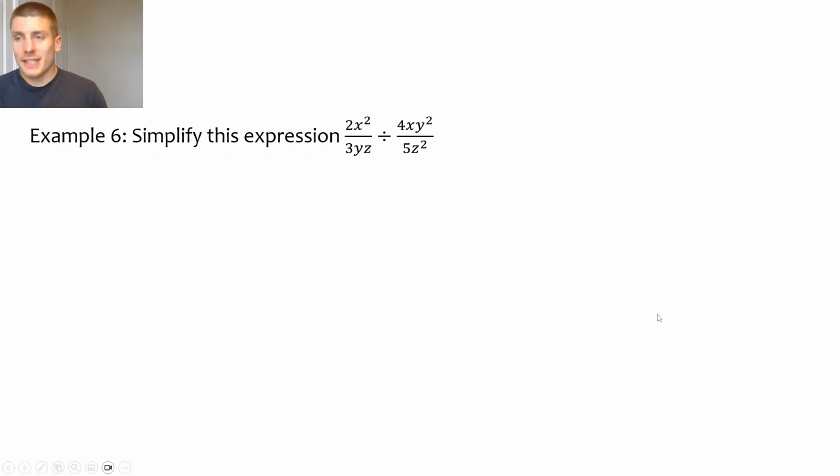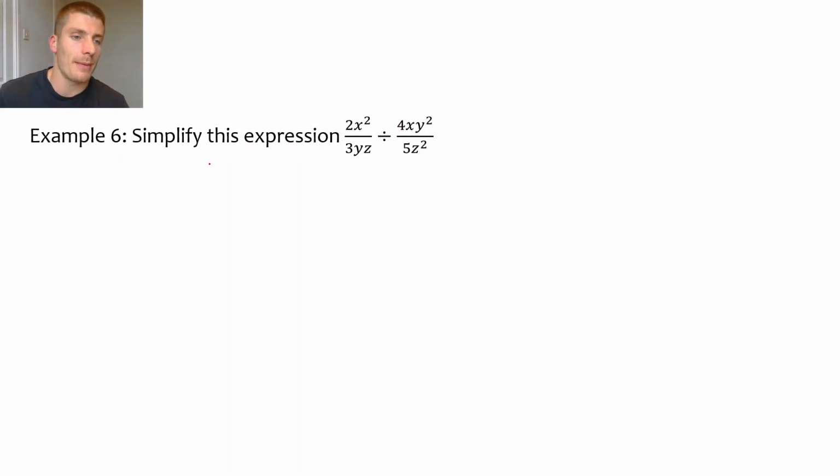Okay, example 6 is a nice question, and the more you practice these, the more you'll recognise what you need to do here. But it says simplify the expression. Now, you can see here you've been given a fraction. You want to deal with that like you would deal with a normal fraction. You keep the first one the same, you change your sign, and you flip, or take the reciprocal of, the second fraction.